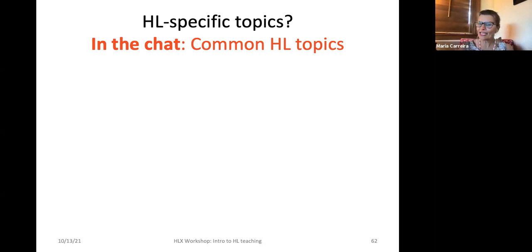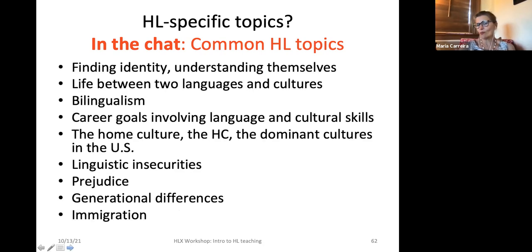The value behind names, Carmen is saying, yes, names are a very good way to explore the past and how we connect to our culture. How names are said is also interesting. Social media, good. So here are some that I thought of, but I think you've identified them all in terms of HL: finding identity, understanding themselves, life between two languages and cultures, right?